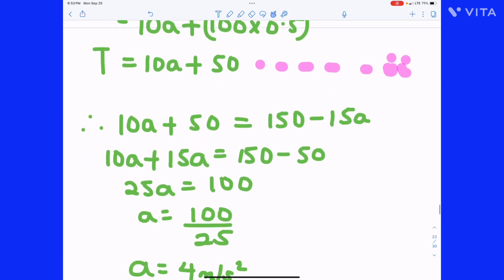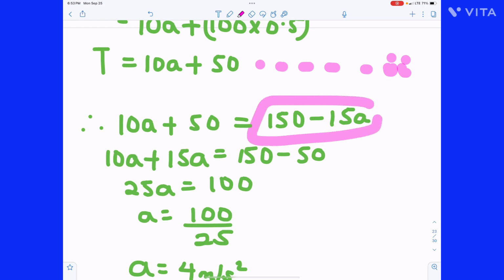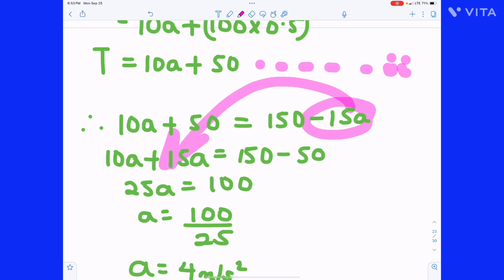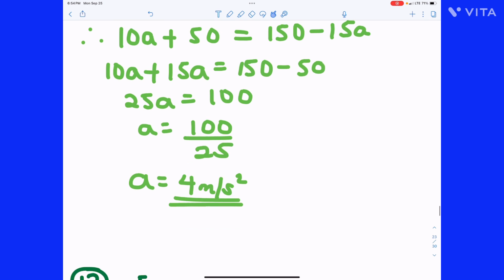So I can equate 10a plus 50 to 150 minus 15a. That means if I bring minus 15a here, I get 10a plus 15a is 150 minus 50. So that gives me a is 100 over 25, and a is 4 meters per second square. But I think we were not asked to find a completely in meters per second square.